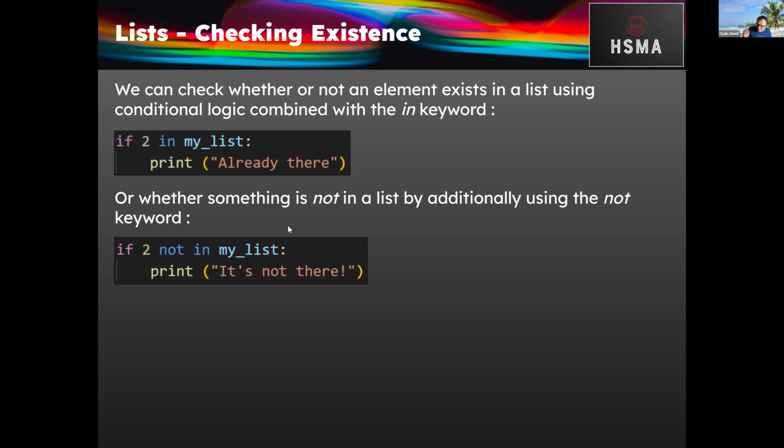And you can also check the opposite. You can check to see if something is not in the list. And to do that, we just do exactly the same, but we add the word not in front of in. So if 2 not in my list, then that will resolve to true if 2 isn't there. Okay, so you can do it either way around.